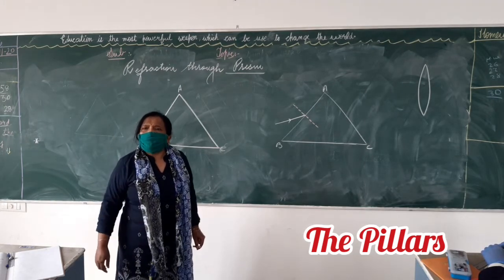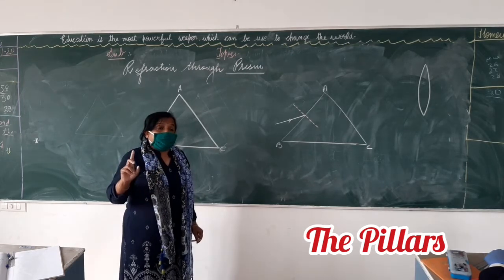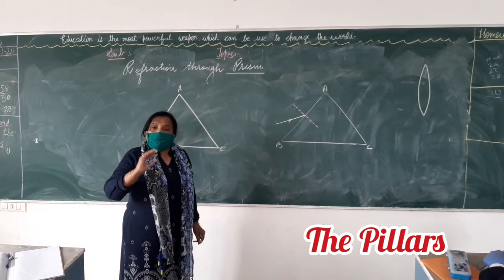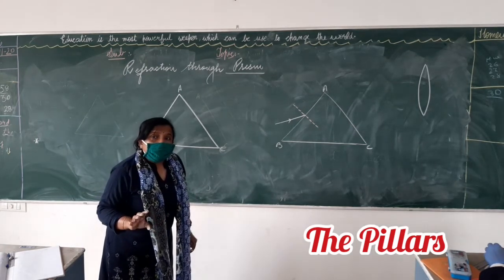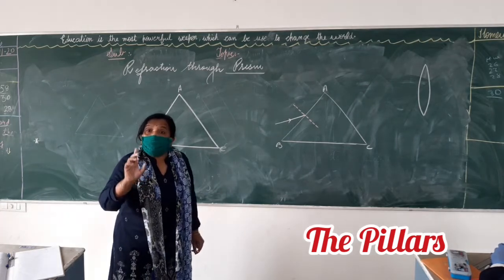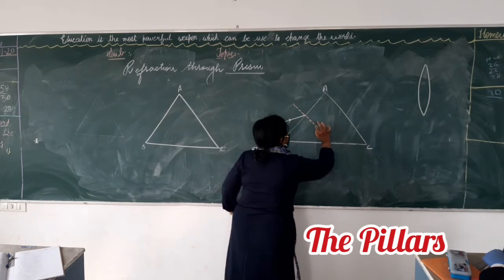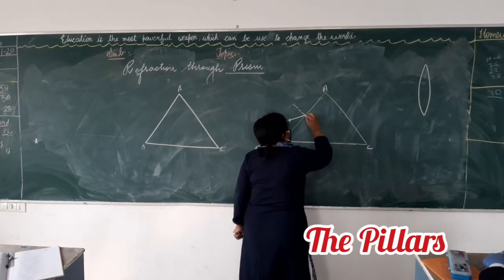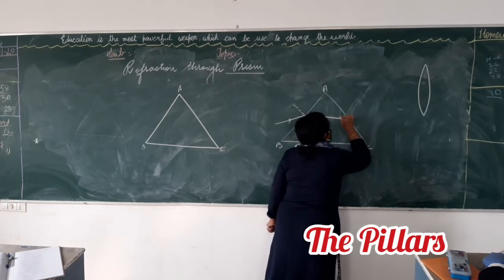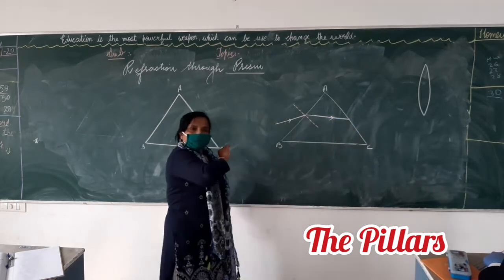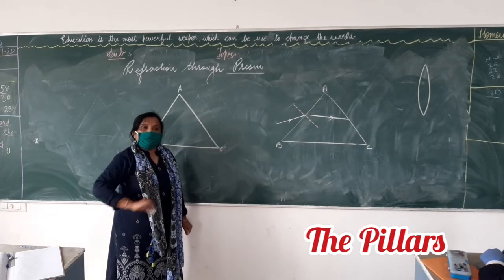Stand up. Rarer, please close the book. I don't want anyone to keep the book open. Rarer to denser. Then what will happen? It will bend towards the normal. It will bend towards the normal. See, this is the normal. Yes, ma'am. Yes or no? Yes, ma'am. It will bend towards the normal. Yes? Yes, ma'am. Look here. Look onto the body here. It will bend towards the normal.